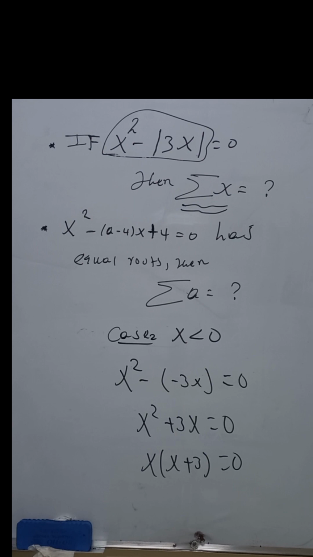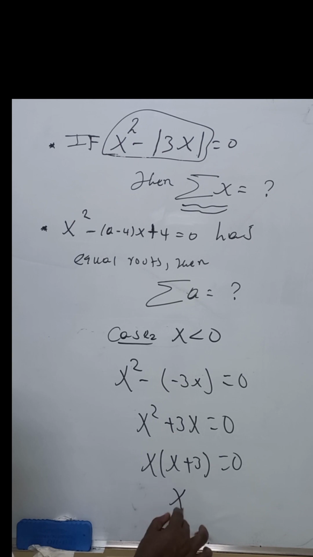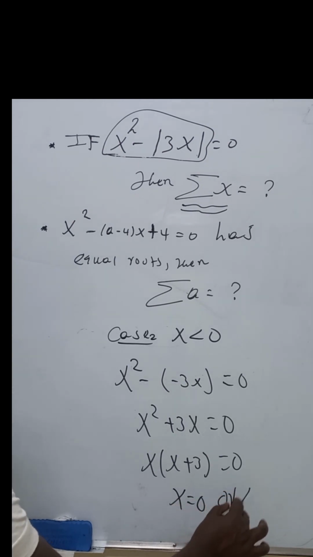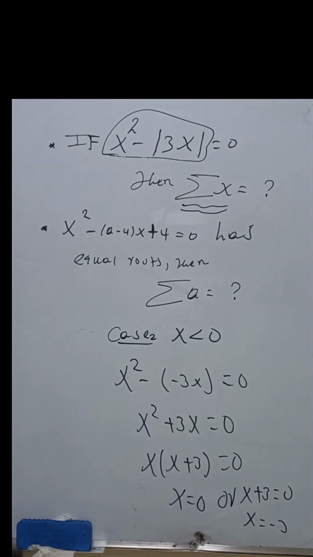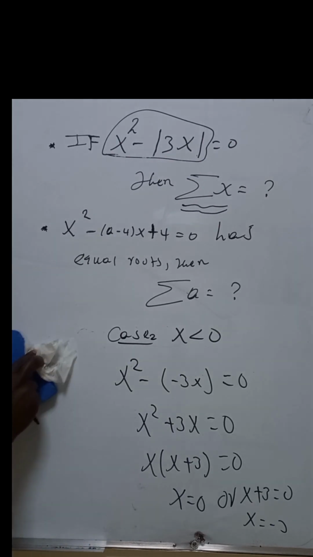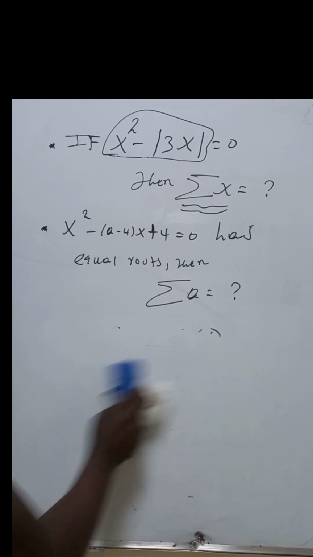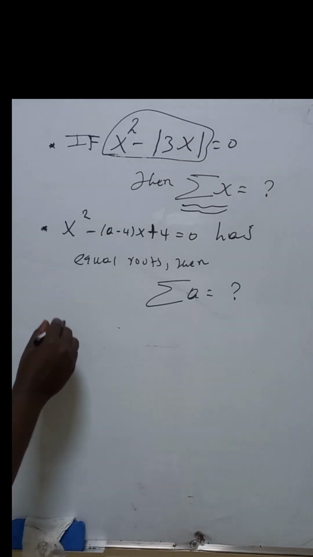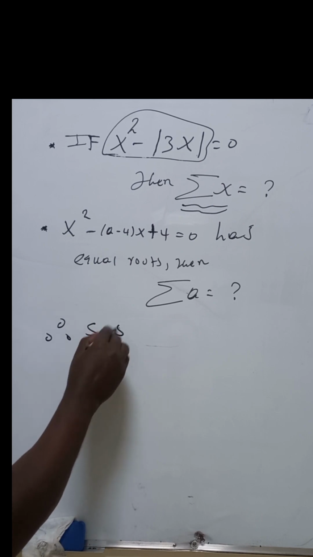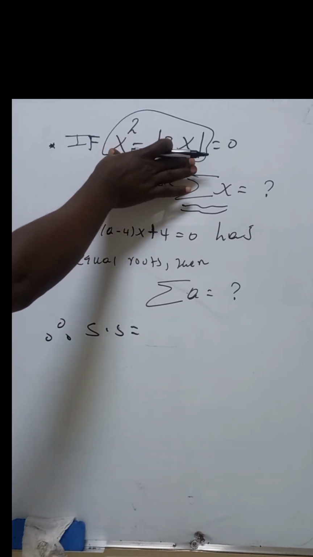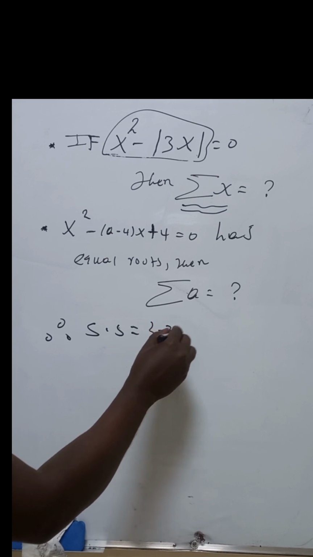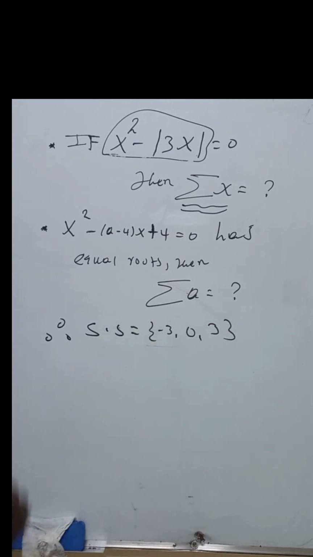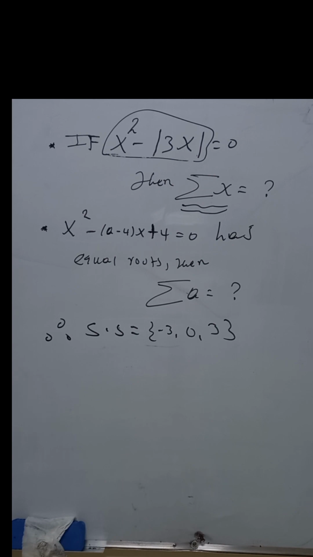Again, with a similar principle, the product of this will be 0. If x is 0, the product is exactly 0, or x plus 3 is 0. That means x is equal to minus 3. So, what will the solution of the problem be? Therefore, the solution set of this equation will be minus 3, 0, and 3. So these are the three solutions of this problem.